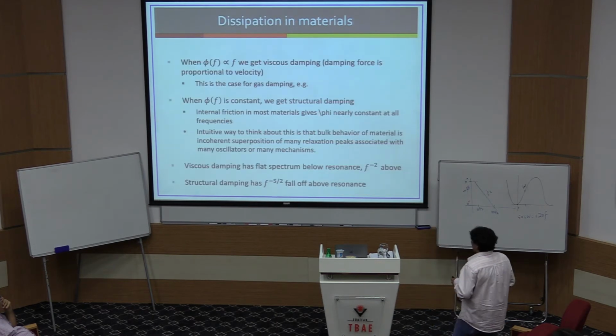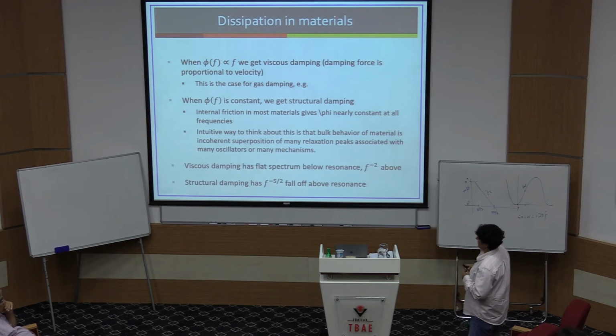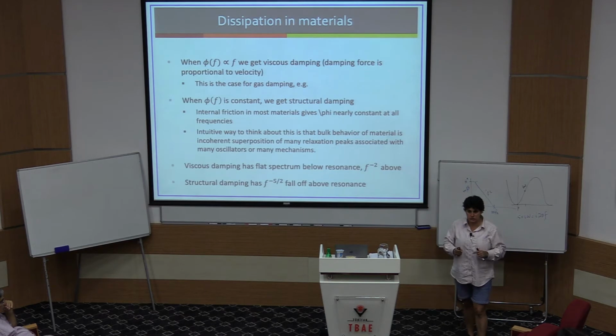So, okay. So now where is the dissipation in material? So let me give you some nice rules of thumb. When this loss angle is a function of frequency, we get this viscous damping. Viscous damping is the damping you're all used to. It's the damping that's proportional to velocity. It's the damping that happens when you try to drag a spoon through a pot of honey, things of those kinds.